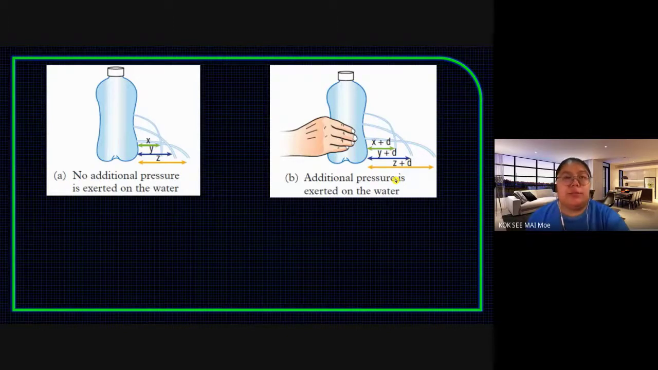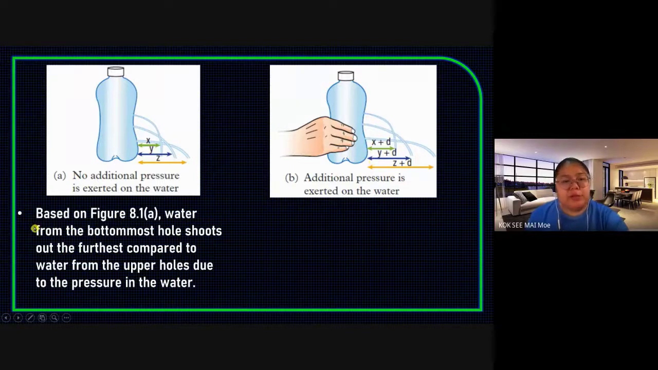So that means when you add pressure, because this is an enclosed system, the water cannot go anywhere. It can only go to the holes. So when you apply the pressure, it will transmit to every hole. Every hole can get it. So you find Z will plus another D, Y also plus D, then X also plus D. This D is what you create, because you create the pressure.